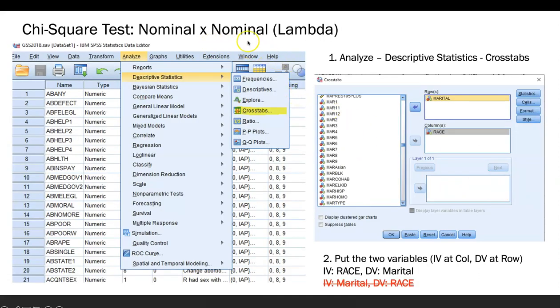Chi-square, nominal and nominal, the lambda. You can go to descriptive statistics and cross tabulation, as you did when creating contingency tables with column percentages. Always the row is the dependent variable and the column is the independent variable. So put the two variables correctly in their locations. The independent variable is race, and the dependent variable is marital status.